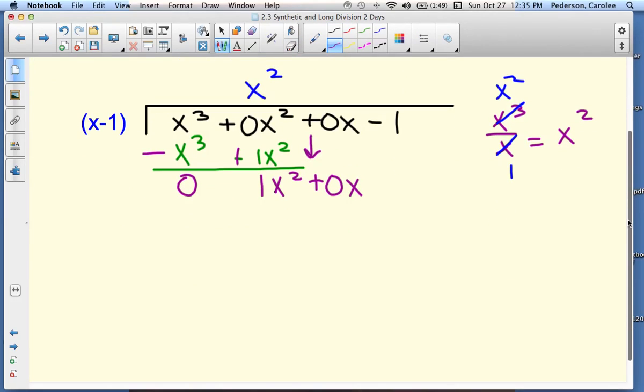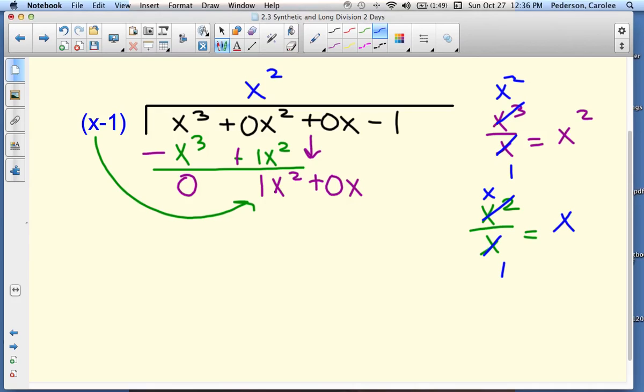Now we say, how many times does x divide into x squared? So x squared divided by x, I can reduce that fraction by an x. This becomes an x, this becomes a 1. So we're left with x. So plus x. Now we multiply plus x to what's in front.